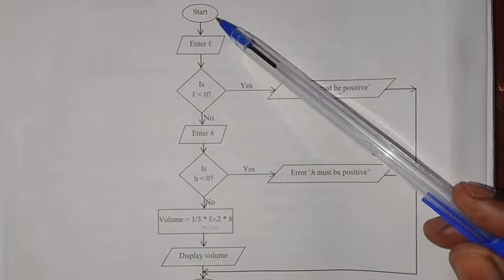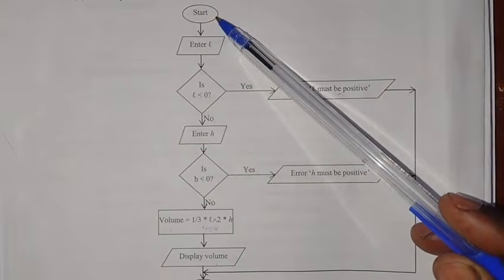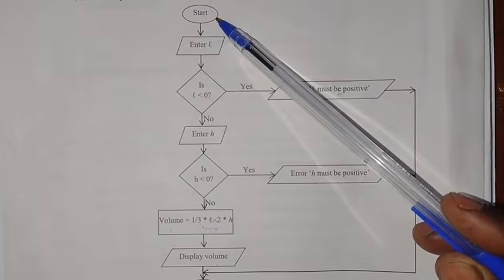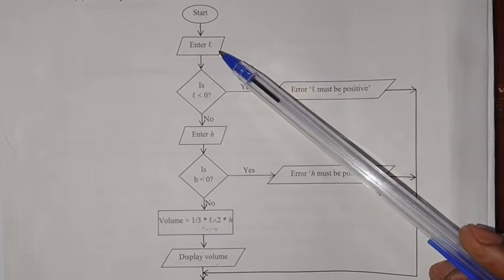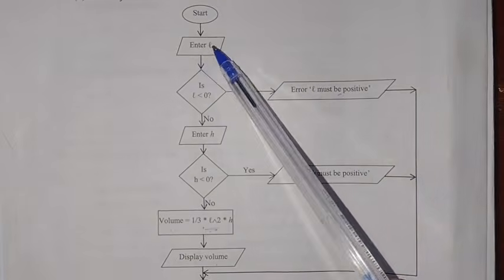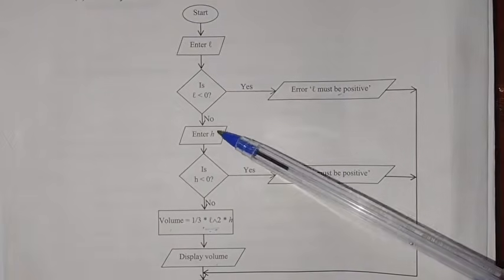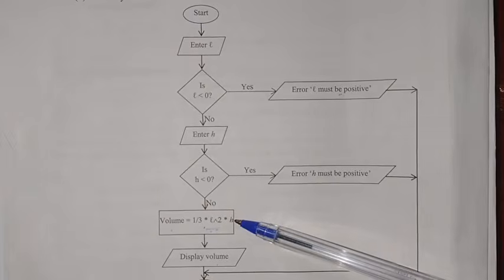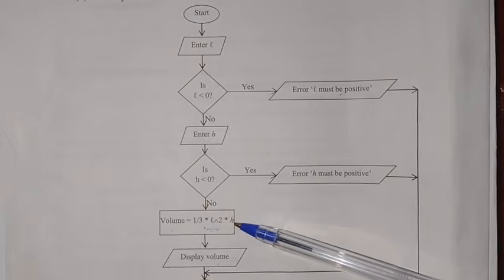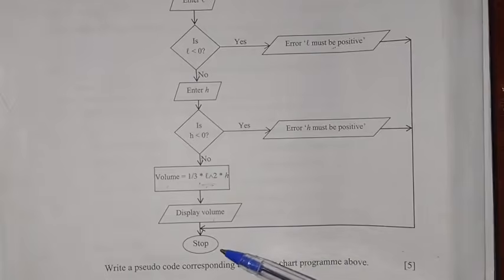We have the start, we have enter, and we also have this decision box. This is the start oval shape, which shows that the program has started. Then this is the parallelogram shape, where we can put some items, like the enter here. Then this is the decision box where a decision is made. Then we have another parallelogram, and the rectangle, which is the action box where actions are taken. Then we also have the display and the stop.